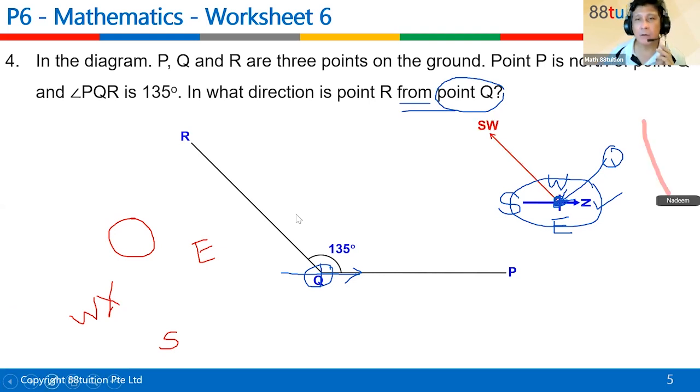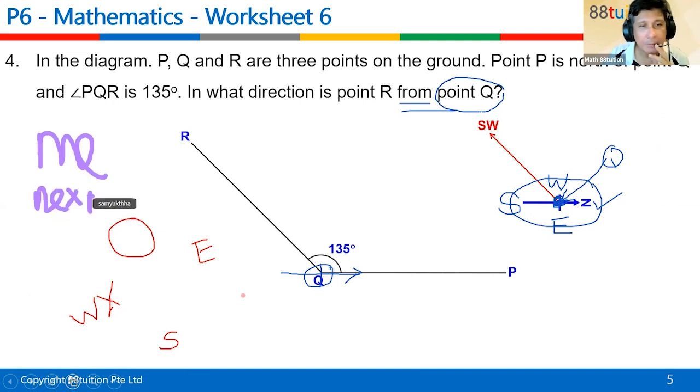Let's see. Okay, so you see southwest is actually pointing this way where R is. So that's why our answer should be southwest. All right. Okay, so you have to look at your compass.